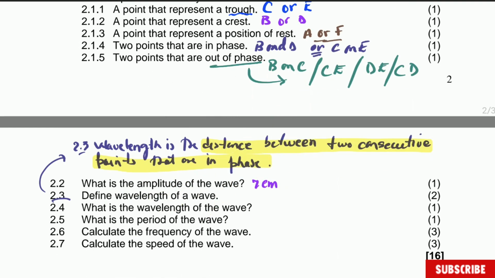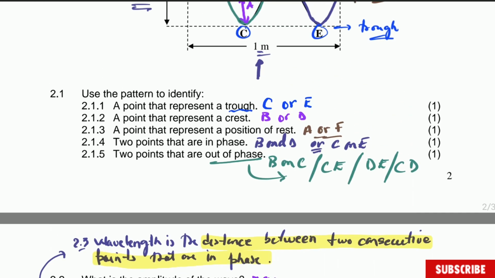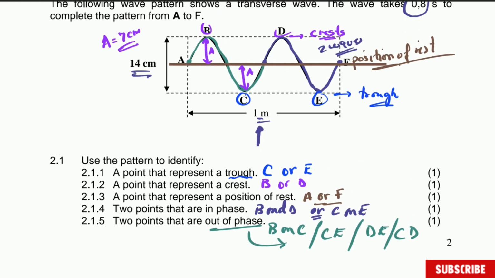Now, what is the wavelength of the wave? When you come here, you can see that, remember, wavelength is the distance between 2 consecutive points in phase. So it will be the distance between B and D or C and E. However, the wavelength is the distance of one complete wave. In other words, it's the distance from A to this point, or from that point to that point. You have a total of 1 meter for that distance of 2 waves.